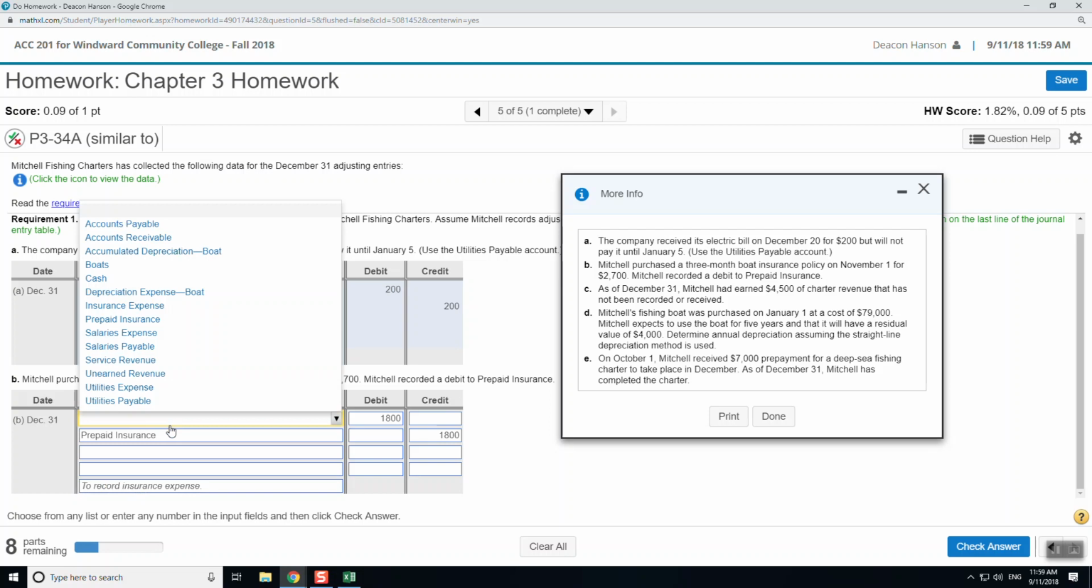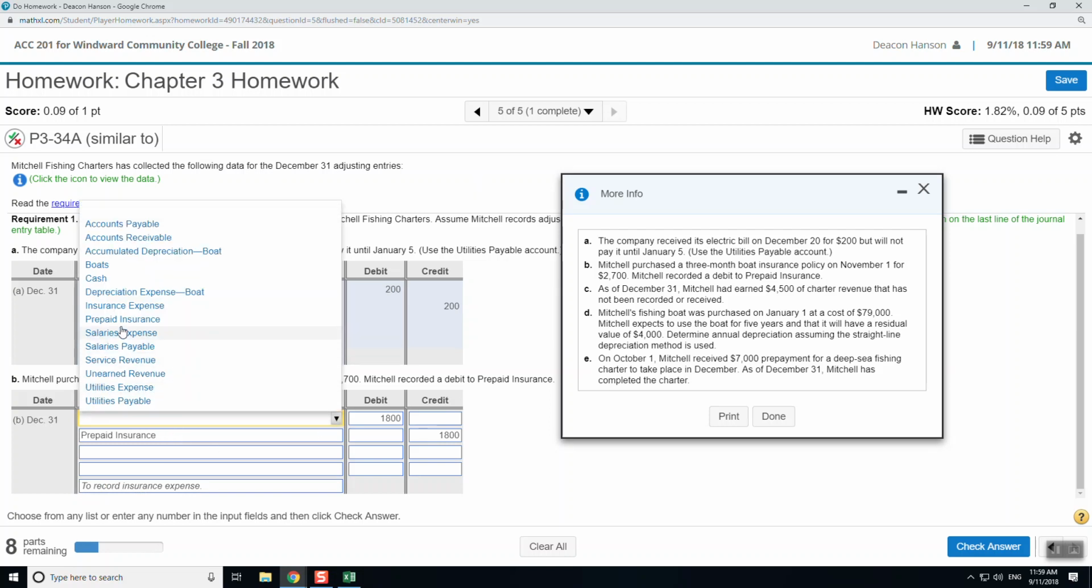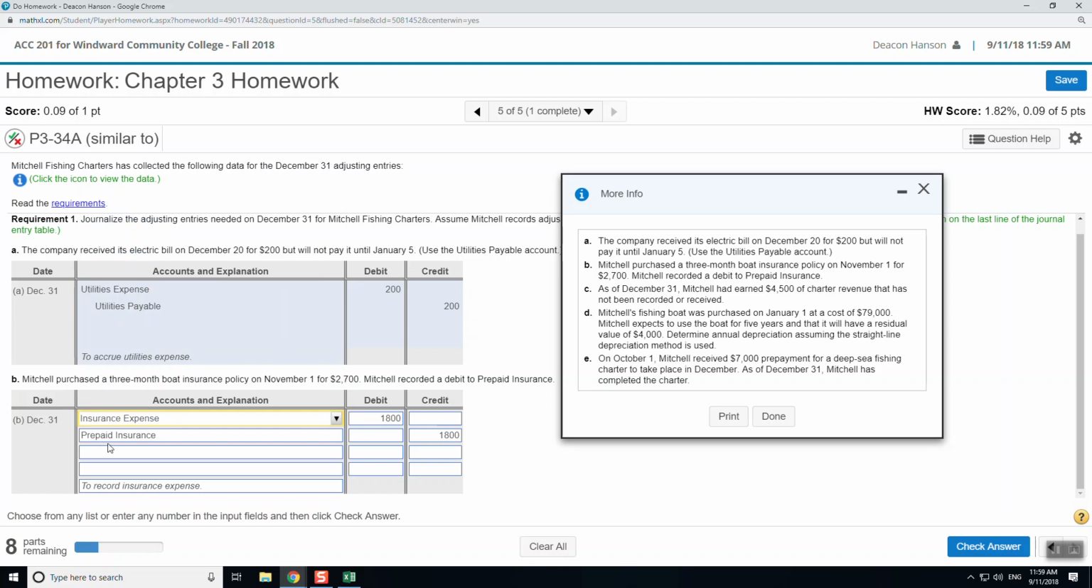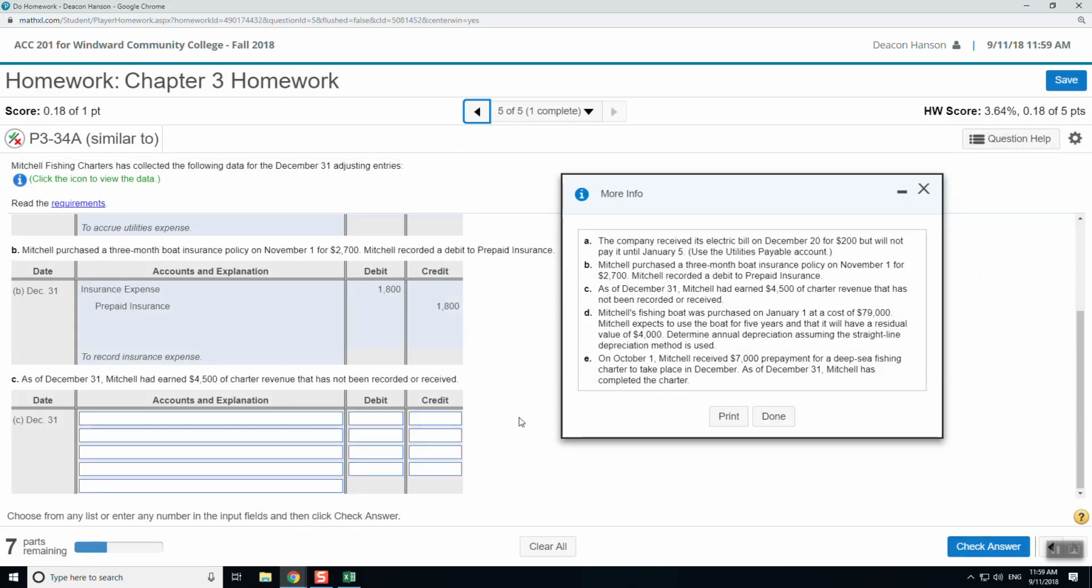Insurance expense is the income statement account. What did I do? Insurance expense. And prepaid insurance is an asset on the balance sheet. So you always have that double financial statement effect, if you want to call it that.